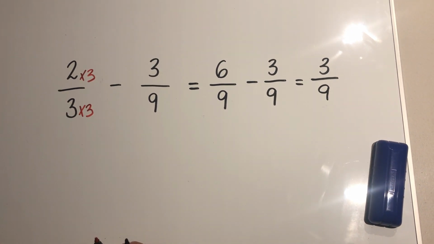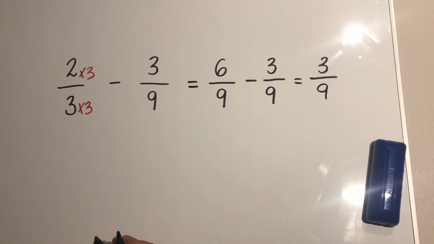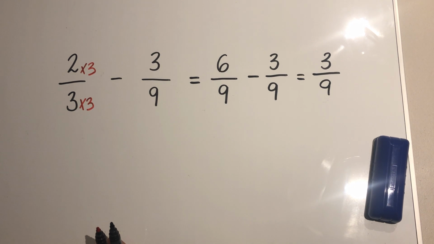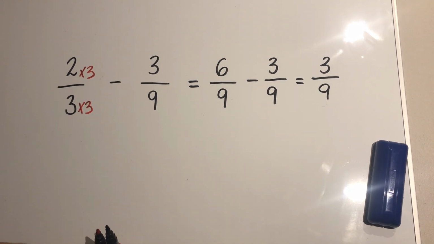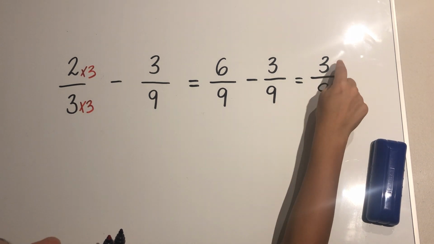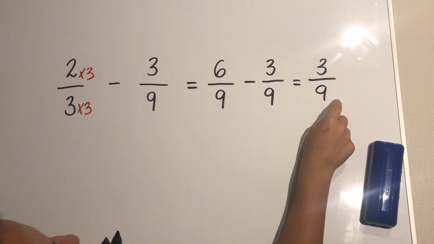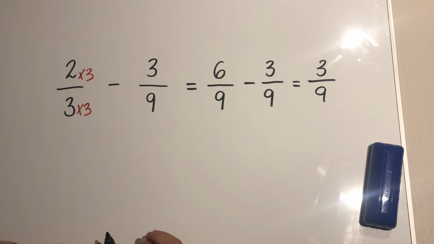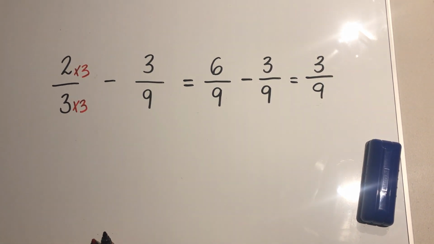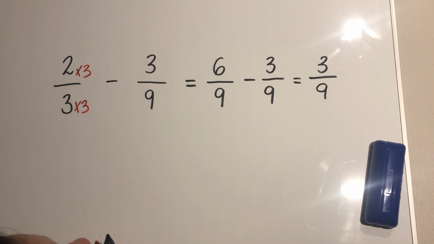Our very final step is to simplify our answer if we need. So we've got 3 ninths. So what we need to see is what is the highest common factor that can go into 3 and 9. So remembering, a factor is a number that goes equally into 3 and 9.